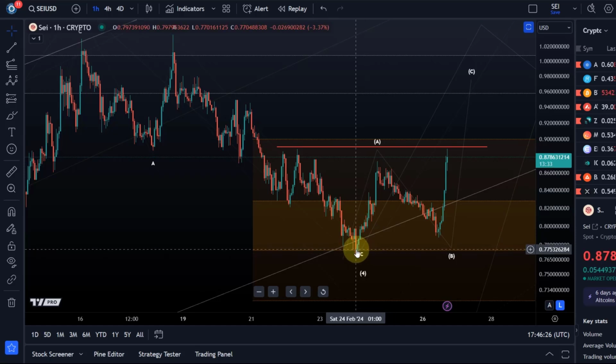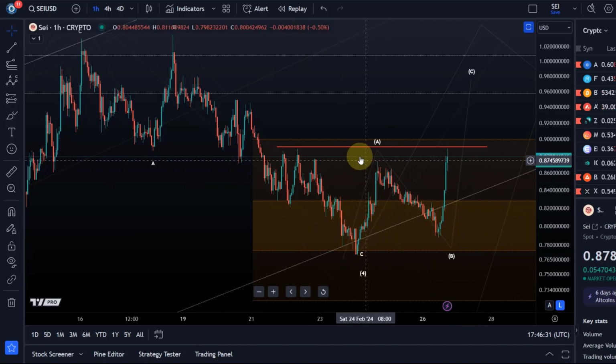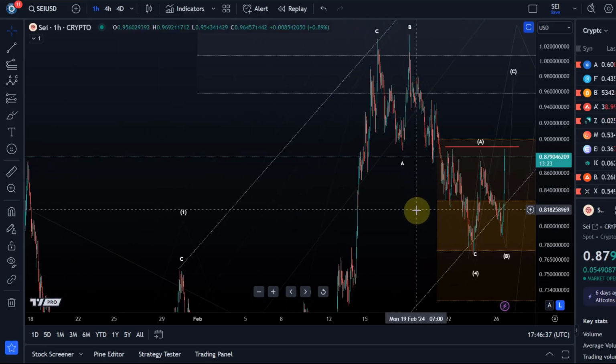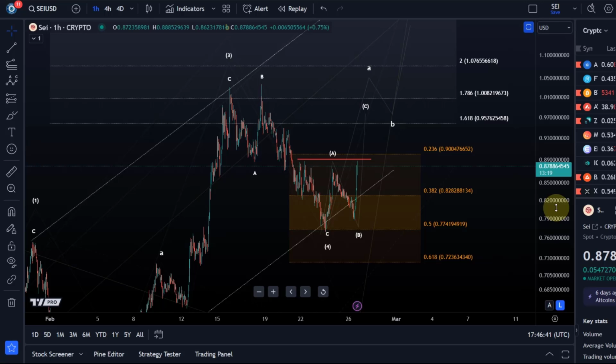And this is still relevant because we haven't actually made a new lower low. So that is still relevant. And the last swing highs were around 88.9 cents. 88.9 cents is sort of the level that now needs to break next.